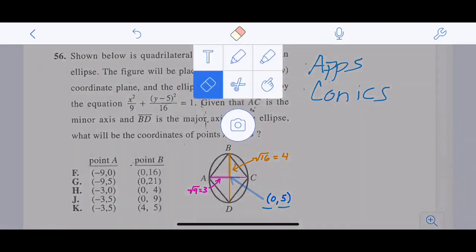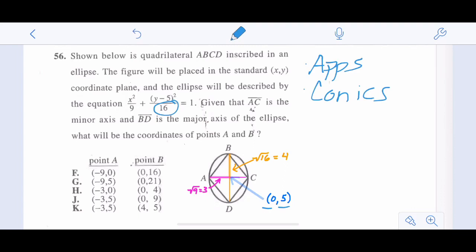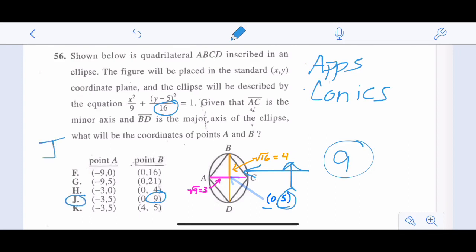And then we know that the 16 here is the vertex squared. So the square root of 16, which means the distance from center to B is 4. So we move up the y-axis 4, so the new coordinate is 9, and we see that at choice J, so that means our answer has to be J.